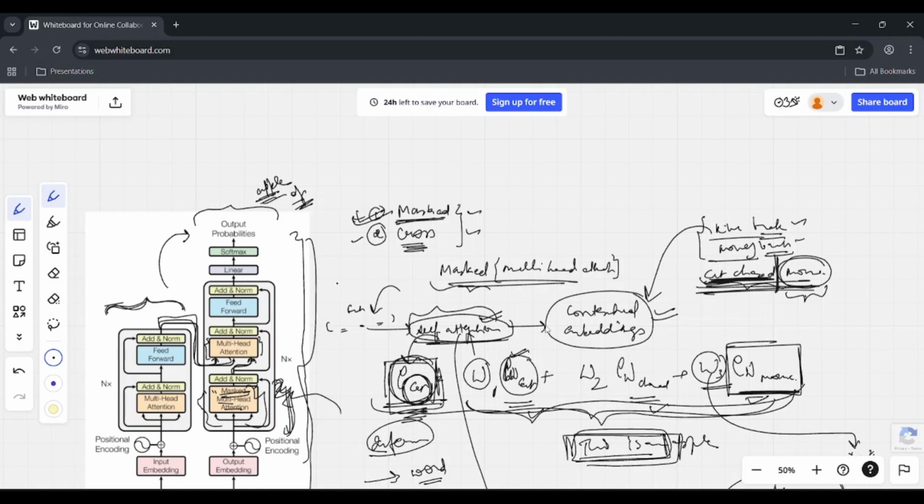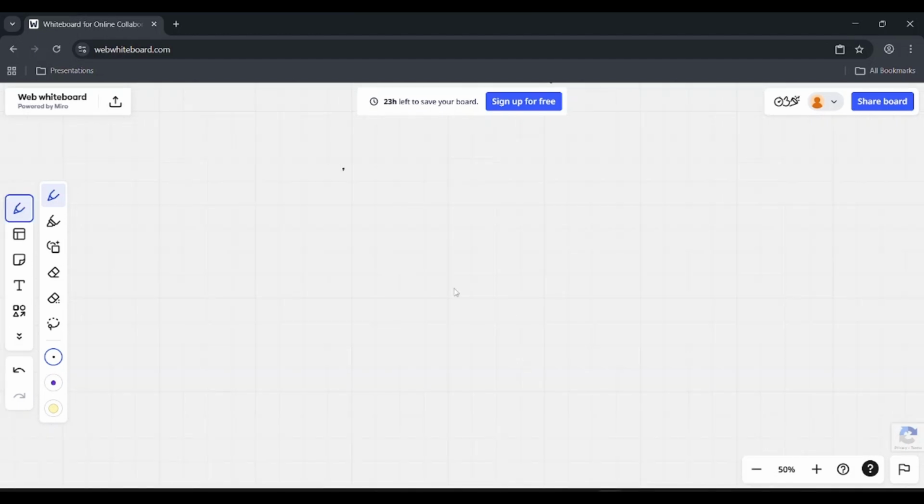Now let's move to the next part: what is cross attention and why do we need it? To understand cross attention, let's first understand what factors the output that we get from our decoder depends on. The first factor is what the decoder has generated up till now.